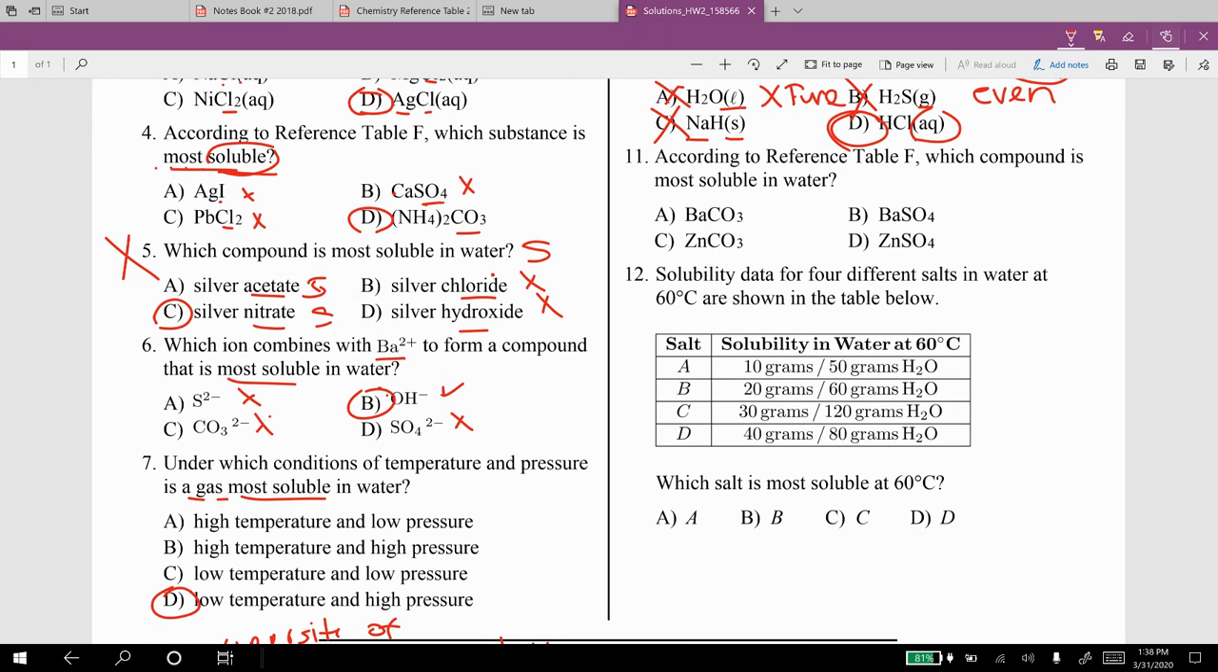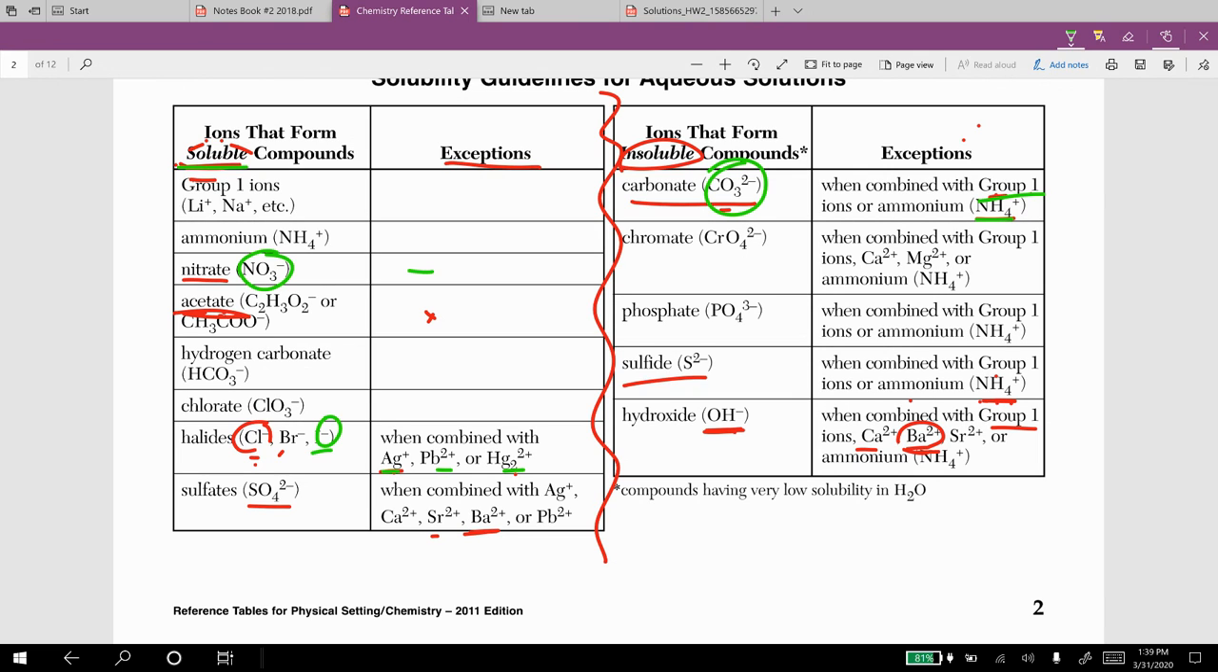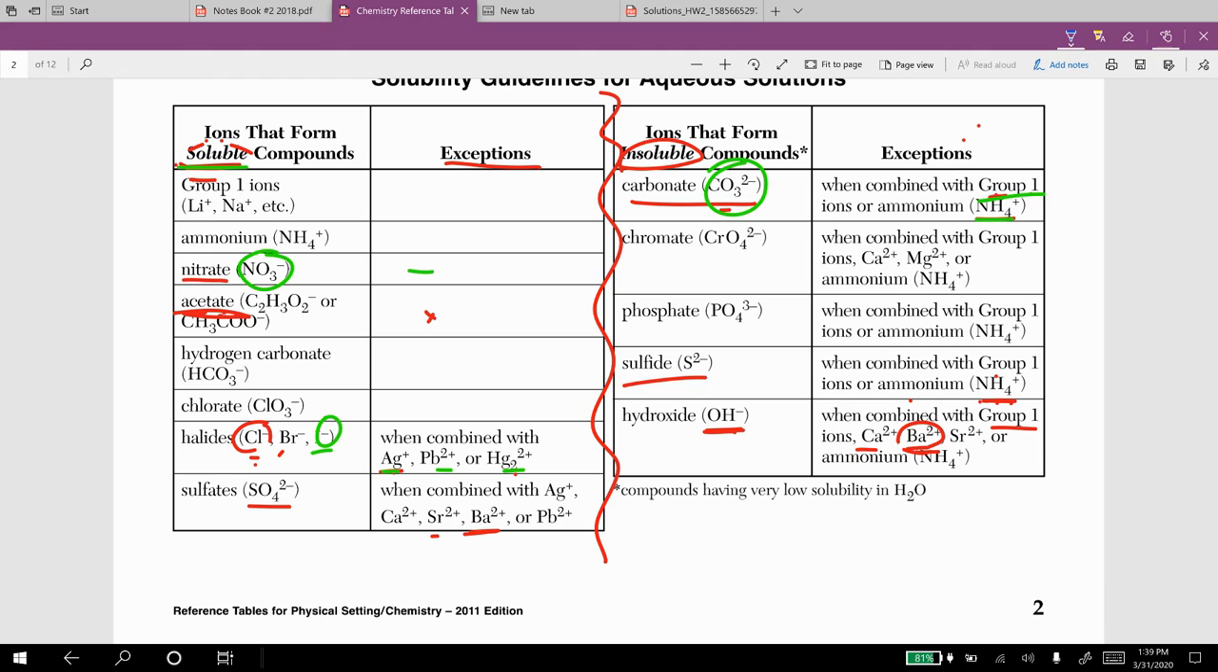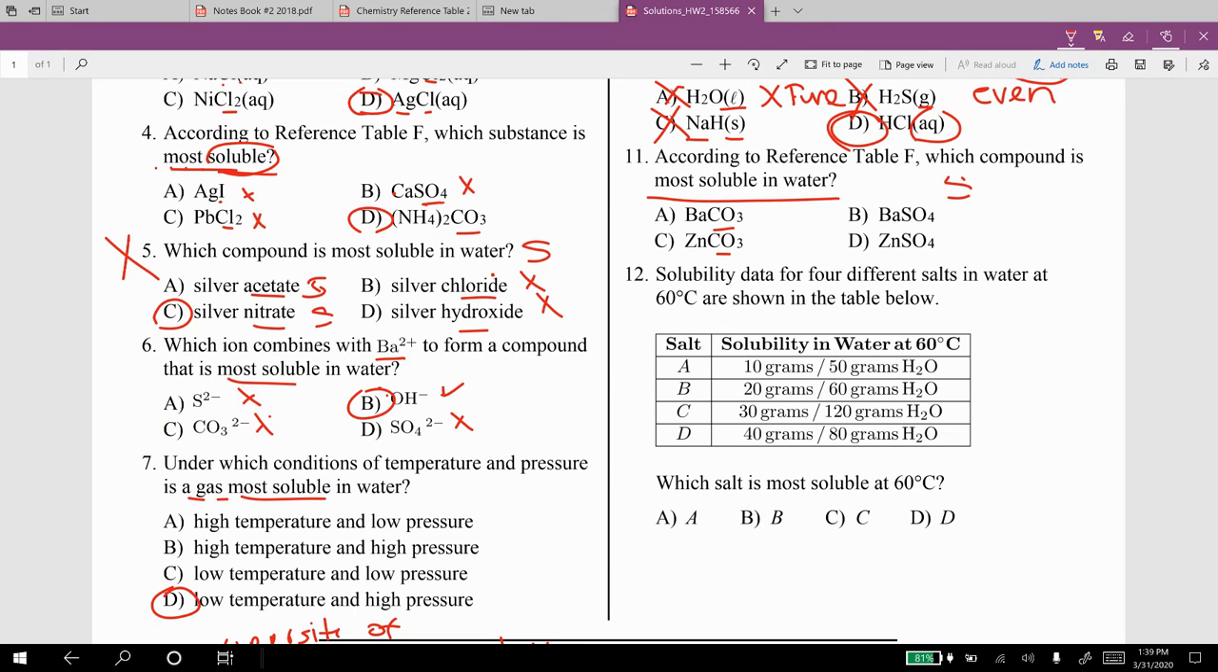All right, so according to reference table F, which one is the most soluble in water? Well, whichever one is going to be soluble. So now we're looking at two carbonates, barium and zinc. Let's choose another color. Let's choose blue. So carbonates, barium and zinc. Carbonates are insoluble unless it's with group 1. Are barium or zinc in group 1? No. So these are not soluble. Barium's in group 2 and zinc is a transition metal.